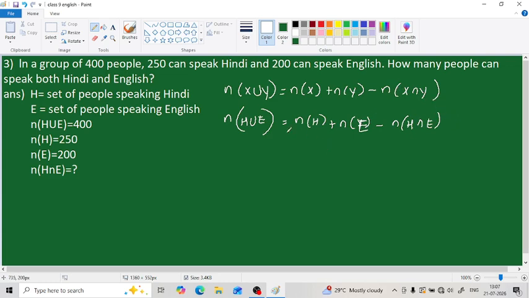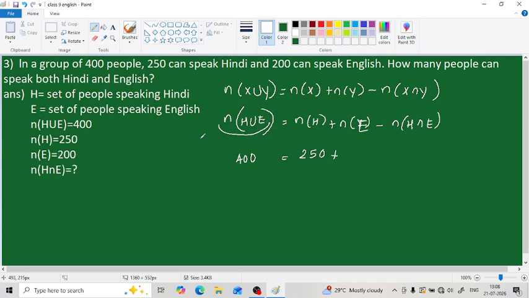So the equation for this question is N of H union E equals N of H plus N of E minus N of H intersection E. So what do we do next? We have to substitute the values. N of H union E equals 400, so we can write 400 equals N of H, and we know N of H is 250, so 250 plus N of E.